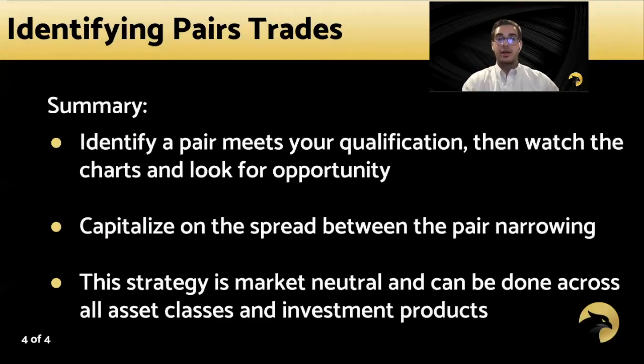To summarize, once you identify a pair to watch that meets your qualification, watch the charts and look for opportunity. If there is a divergence and temporary reduction in correlation, look to go long the underperforming underlying and hedge with a short position on the outperforming underlying, capitalizing on the spread narrowing. This strategy is market neutral and can be done across all asset classes and investment products.